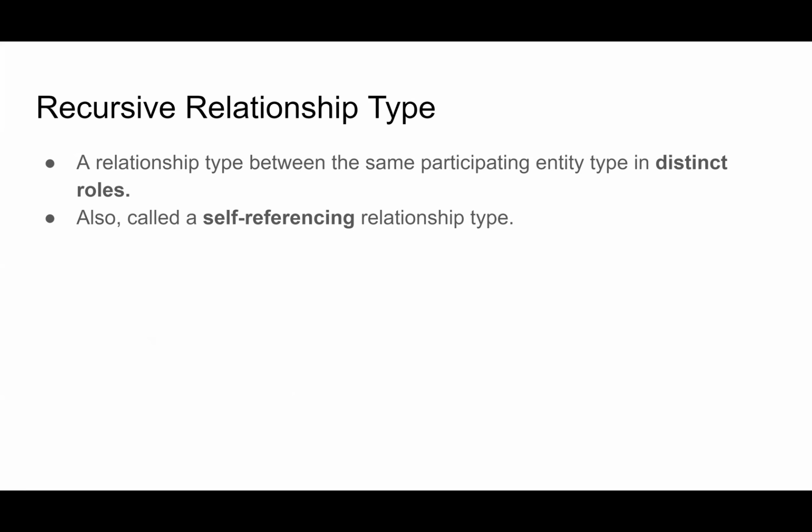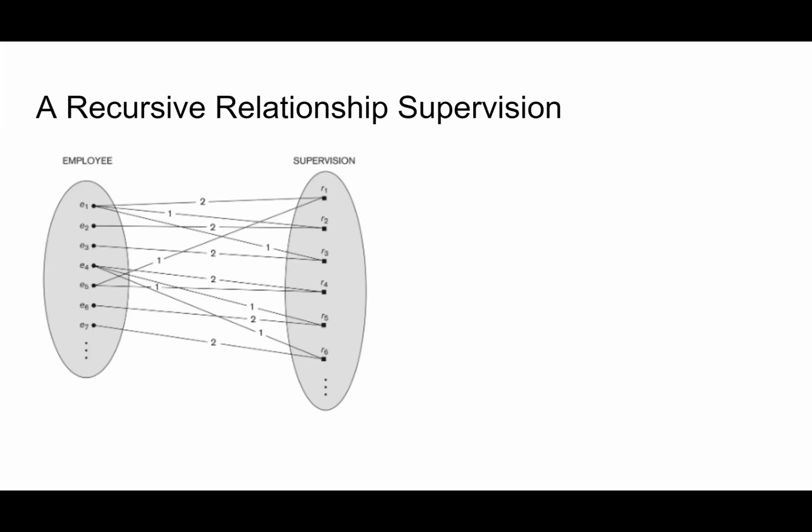So a relationship type between the same participating entity type in distinct roles is known as a recursive relationship. It's also known as a self-referencing relationship. We see this in the employee entity. We have a supervisor who's an employee, but their relationship to the other employees is that they supervise them. So it's a recursive relationship. Here's an example.